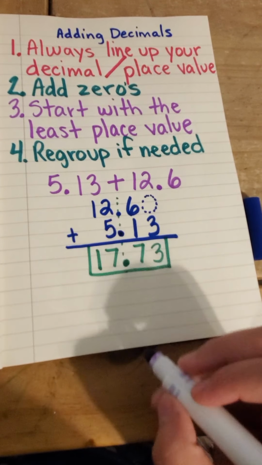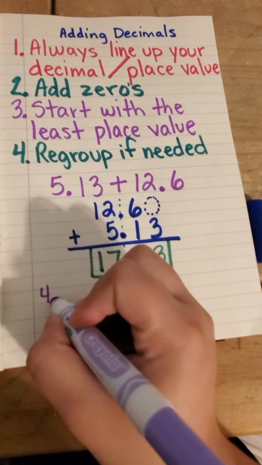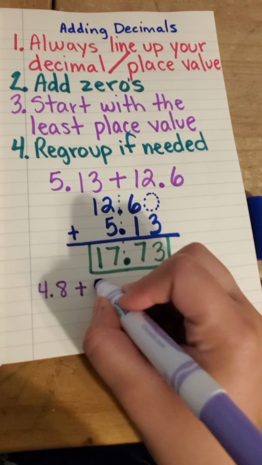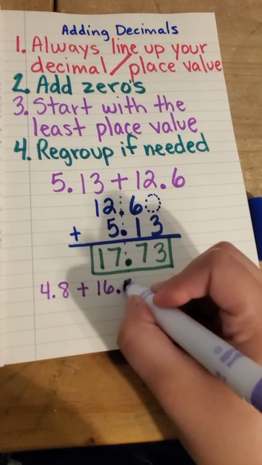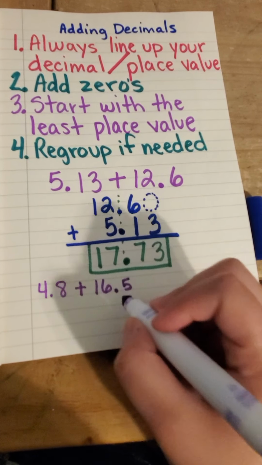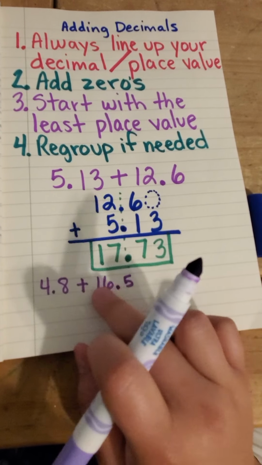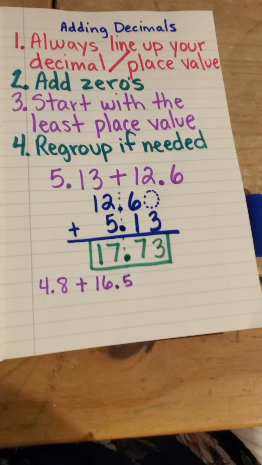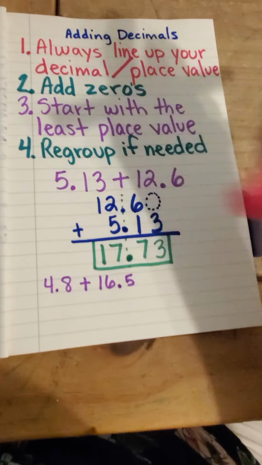Let's say we had 4 and 8 tenths plus 16 and 50. Well, let's leave it at 5 tenths. So 4 and 8 tenths plus 16 and 5 tenths. So now I'm going to set up my addition. First, I'm going to line up my place values.